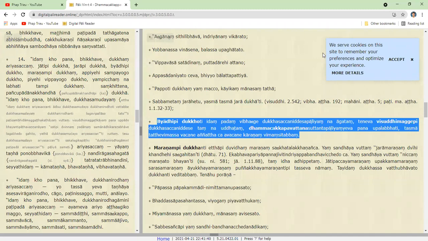It is obtained only in the original Pāḷi, the Dhammacakkappavattana Sutta. Therefore, tasma tathaiva imassa vacane, annatha avacane karanam vimamsitabbam. Imassa refers to this Piyehi vippayogo dukkho phrase. Saying it there, not saying it elsewhere, the cause or reason should be analyzed.